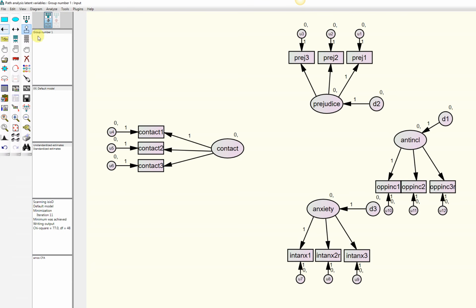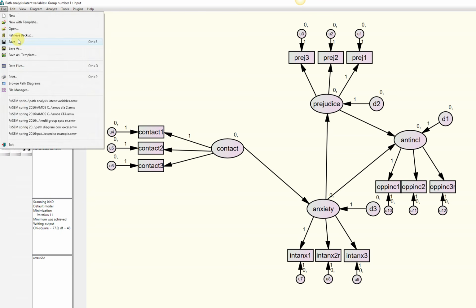So now I'm going to draw my arrows to reflect my causal prediction. I'm going to have prejudice predicting anti-inclusiveness here, anxiety also predicting anti-inclusiveness, anxiety also predicting prejudice, and then I'm going to have contact predicting anxiety as well. So I'm going to stick with that for this particular model. And now at this point, I've drawn out my model.